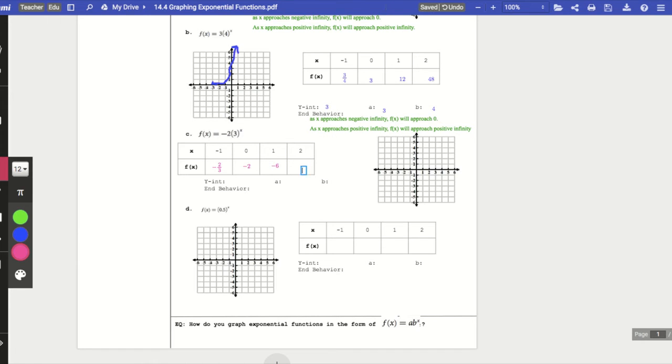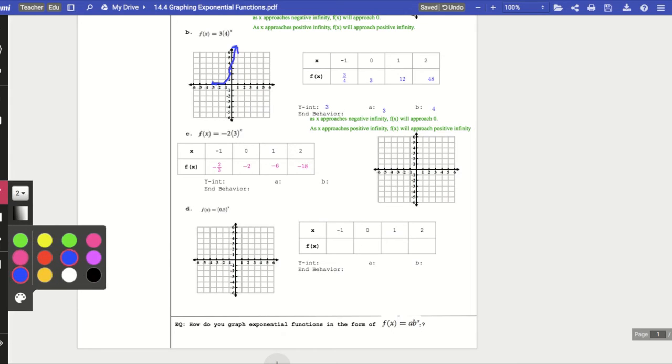And -2 times 3 squared is going to be -18. I've got my input-output values. Let's graph them. -1 to -2 thirds is going to be down to here. 0 to -2 is right there. 1 to -6 is down here. And that's as far as I'm going to be able to go today. So let's go ahead and connect these dots.